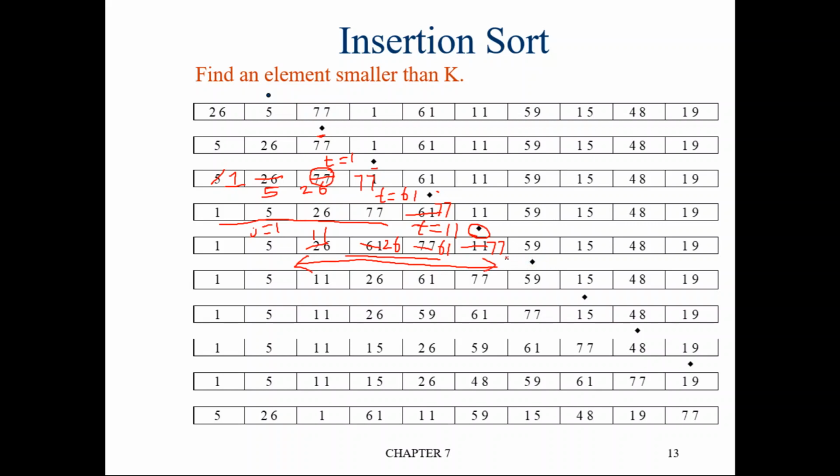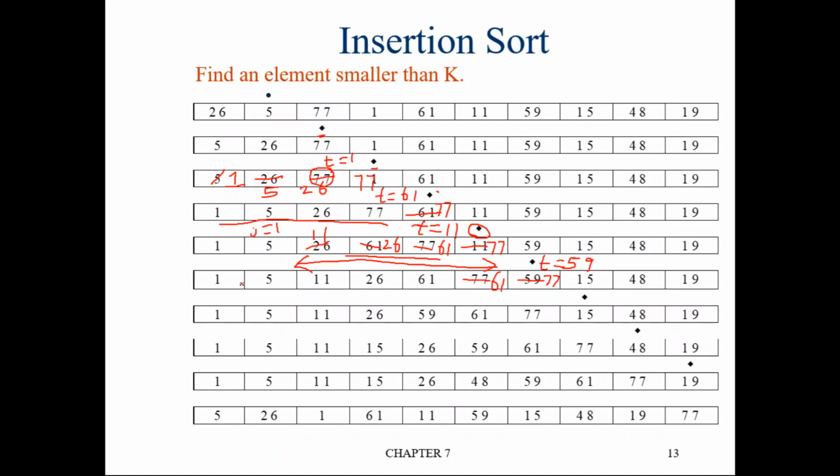Next iteration, 59. So now t is equal to 59. So 77 is greater than 59, so this will be replaced with 77. Next, previous 61 is greater than 59, so this will be replaced with 61. Next, 26 is not greater than 59. It is less than 59. So it will break the loop.